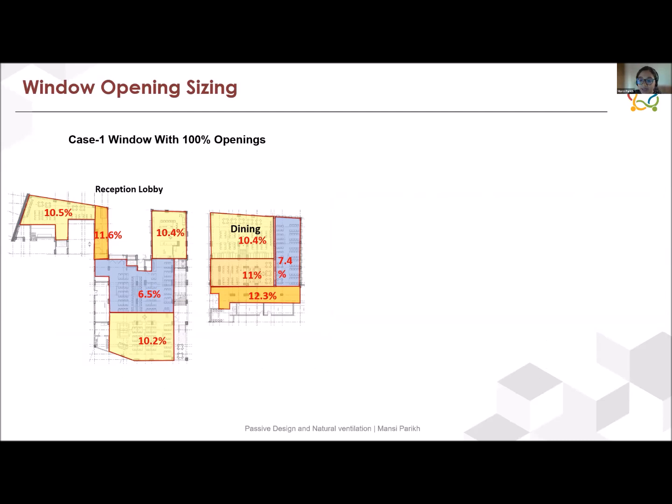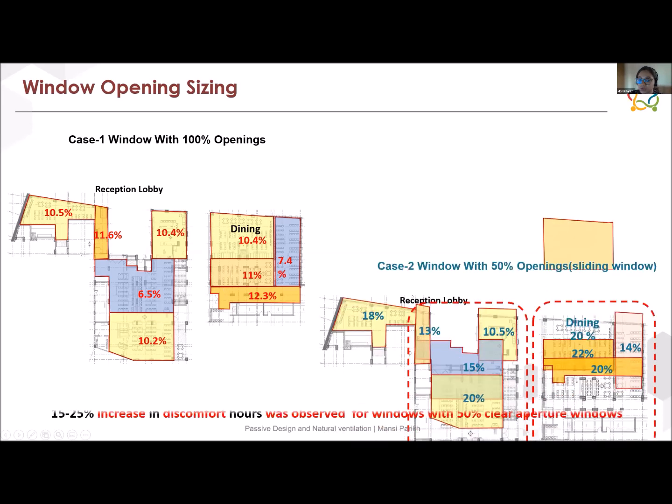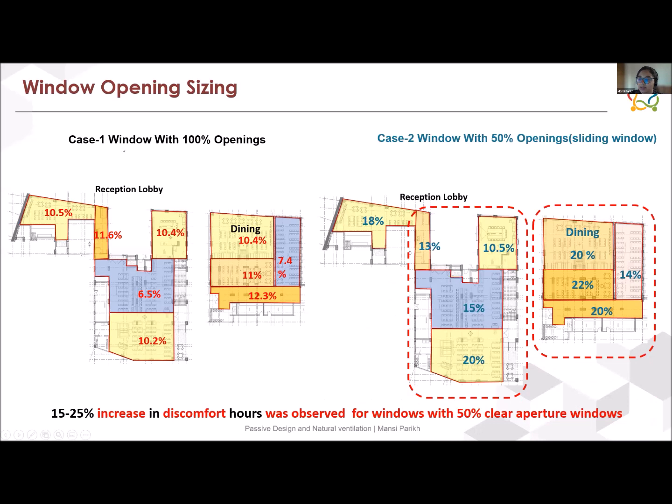So this study was done for the dining area to optimize the window openable area. The dining area here is naturally ventilated across the year. So we studied two cases, case 1 and case 2. Case 1 has windows that are 100% openable, like side hung windows. And case 2 has windows which are operable for 50% of opening, like sliding windows.